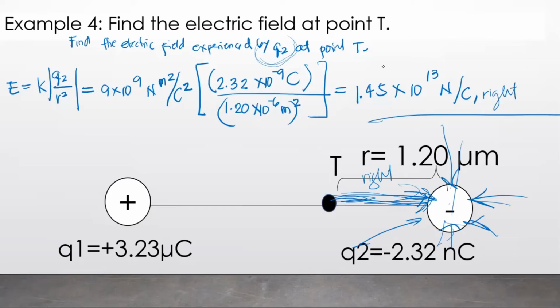Okay, so the final answer is 1.45 times 10 raised to 13 Newton per coulomb to the right. Okay, so that is for example number 4.